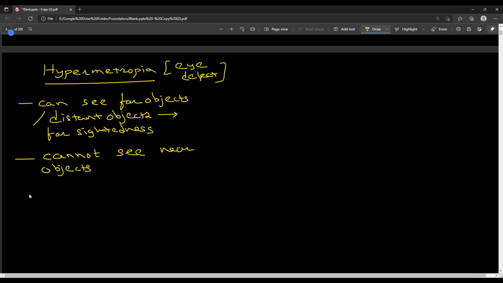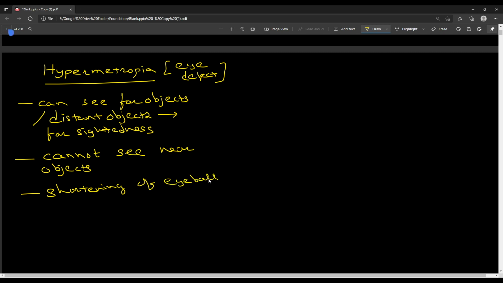Okay, the question is how this problem arises. This problem arises due to the fact that the image is created behind the retina. The image in this case is created where? Behind the retina. And why does this happen? This happens due to shortening of the eyeball. That means your eye becomes short.